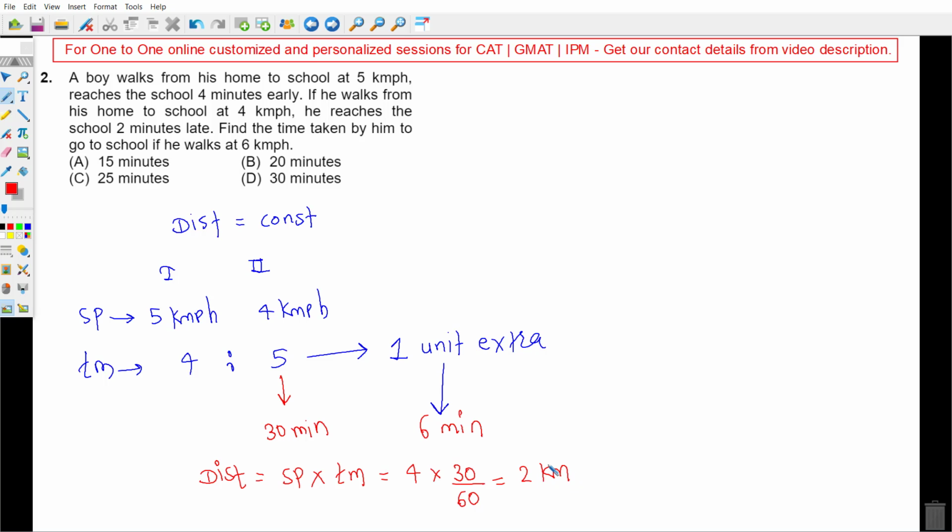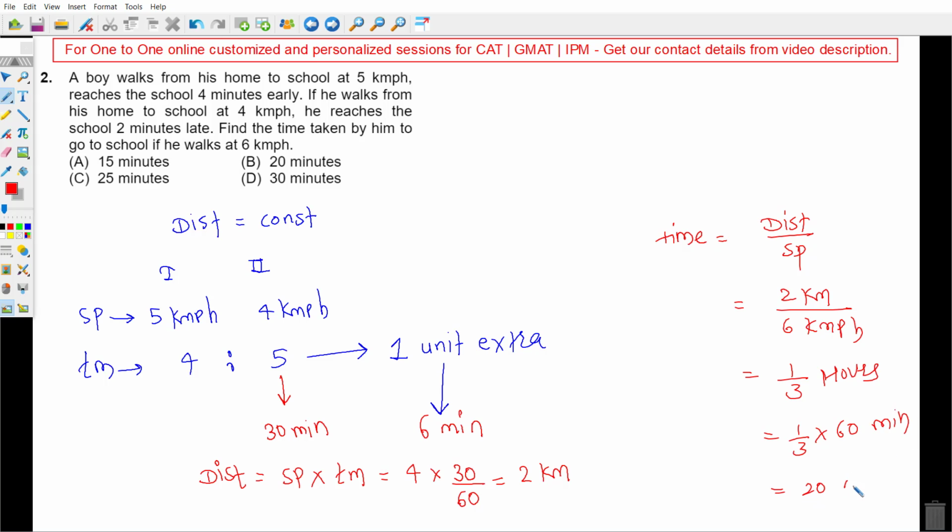Okay everyone, now my question is, find the time taken by him to go to school if he walks at 6 km per hour. Okay, so now the formula to find time is equal to what? Distance divided by speed. Now the distance to be traveled is how much? 2 kilometers. Now the speed is what? 6 km per hour. So the time taken is equal to how much? 1/3 hours. So how to convert hours into minutes? 1/3 into 60 minutes. So the answer is going to be what? 20 minutes. That is equal to option number B.